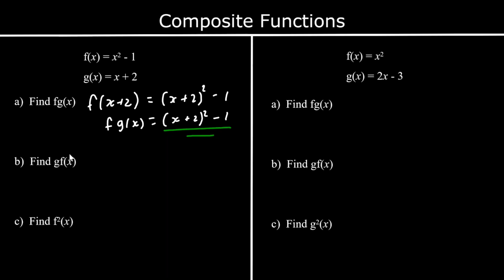Part B, find gf of x. So this time we're taking our f function and putting it into our g function. So our f function is x squared minus 1. So it's going to be g of x squared minus 1. So we're putting that into g. So we're going to have x squared minus 1 plus 2, which is x squared plus 1.